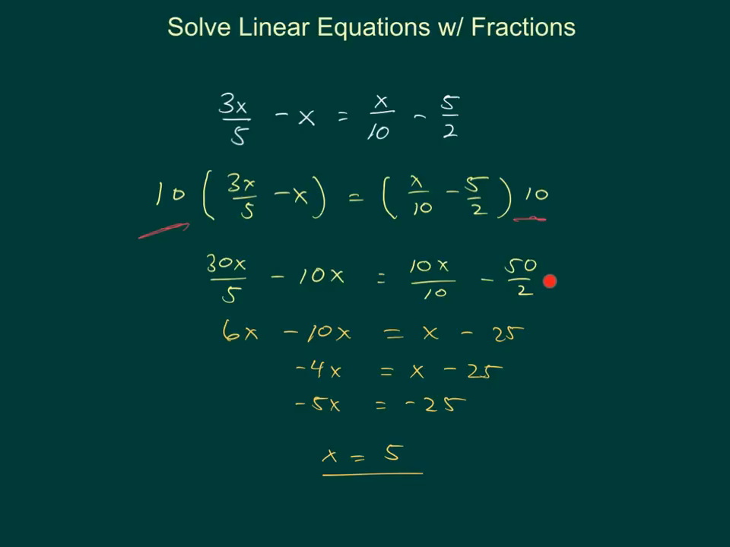Now, would you have to write all this out? No, you don't. If you can go through and simplify it as you go, please do so. When you reduce that fraction, you get 6x minus 10x equals x minus 25. Combining the like terms, I get negative 4x equals x minus 25. And then subtracting an x from both sides, I get negative 5x equals negative 25. And so therefore, x is equal to 5.